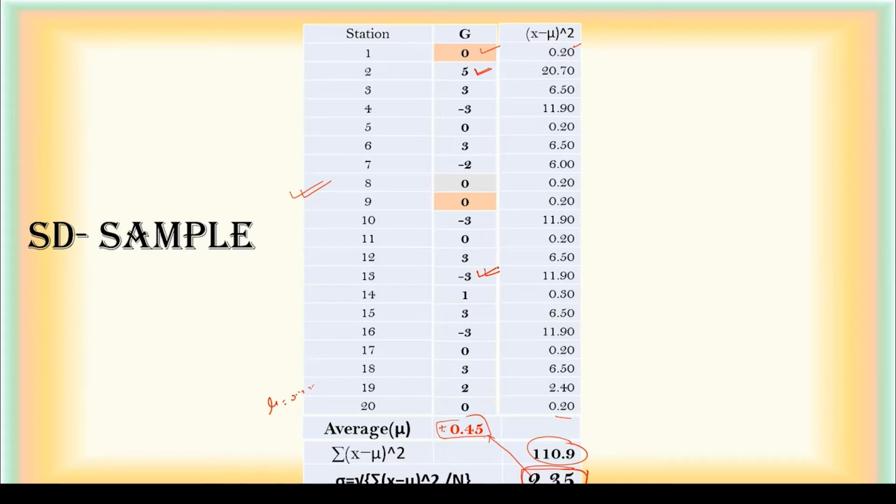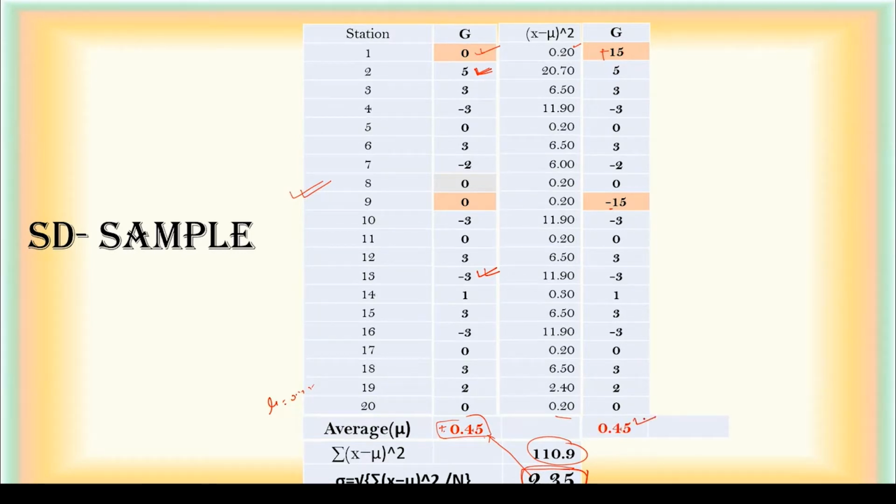Now, say one of the location or two of the location defect has increased. At all other places everything is okay. Say this was 0 and this was 0. This has changed. Here now we observe that the defect is plus 15 in place of 0, and here at 9th station it is minus 15. Now you can appreciate one is plus 15, one is minus 15, means average is not going to change, average is again 0.45. But by data set itself you can appreciate that deviation of data from mean has increased.